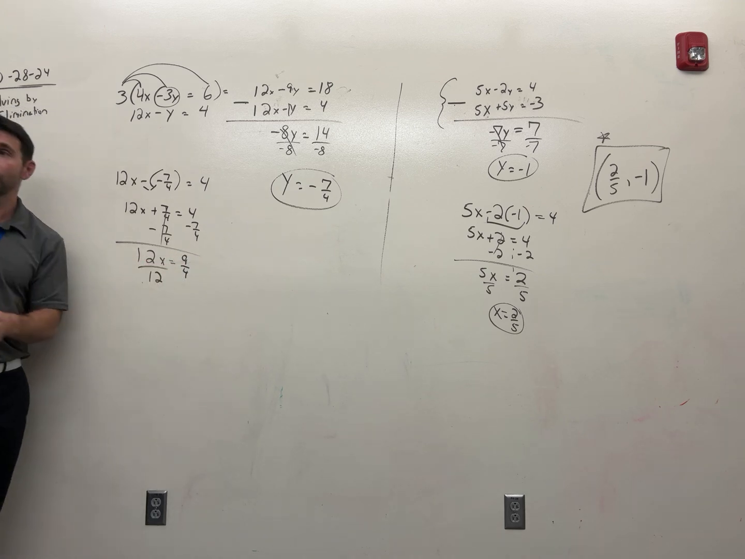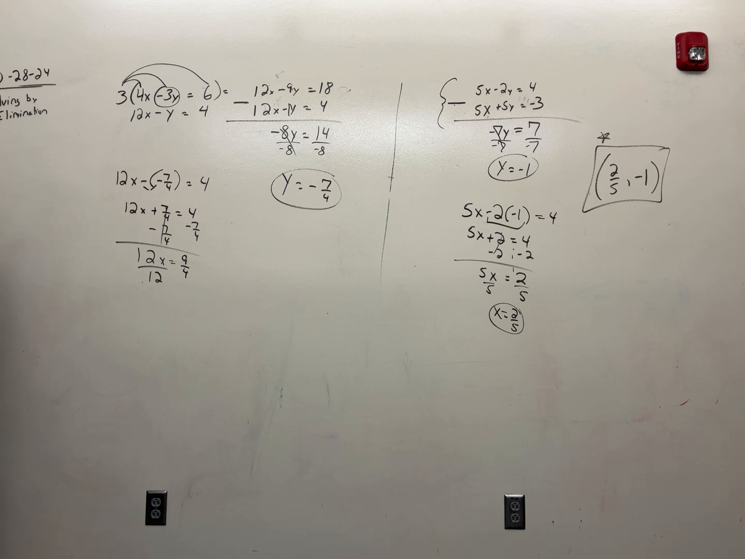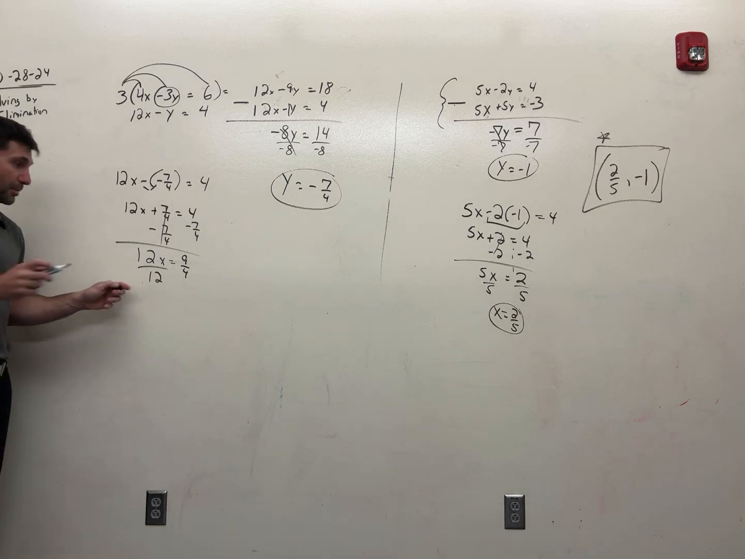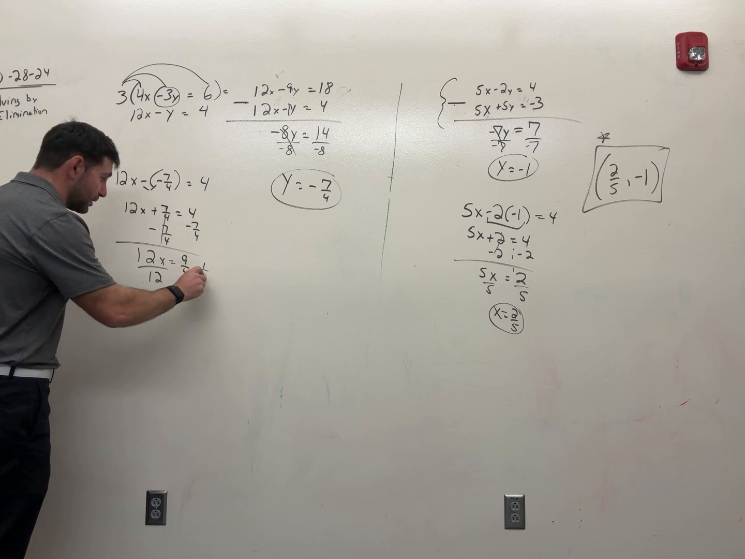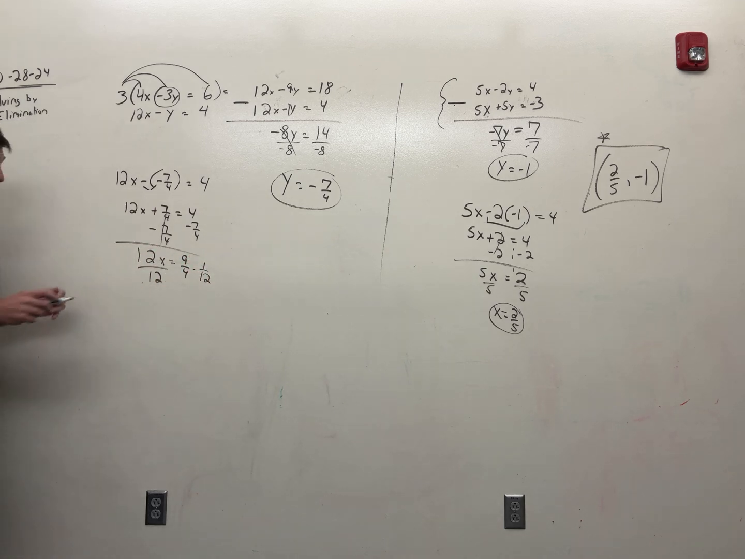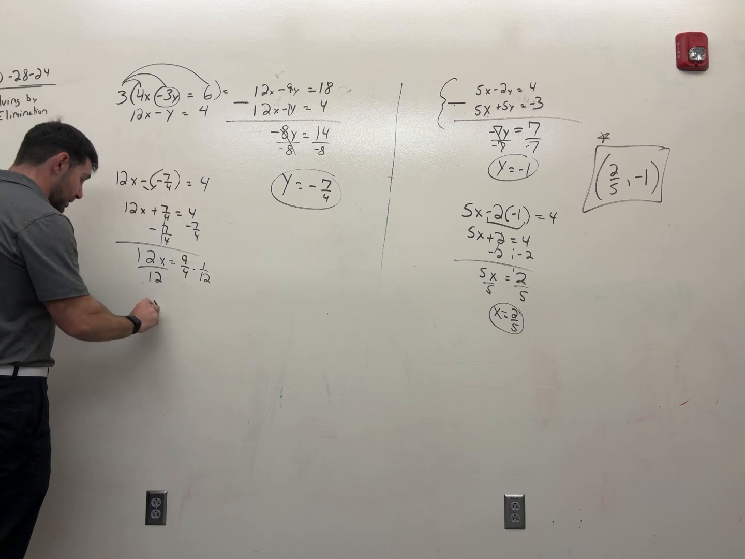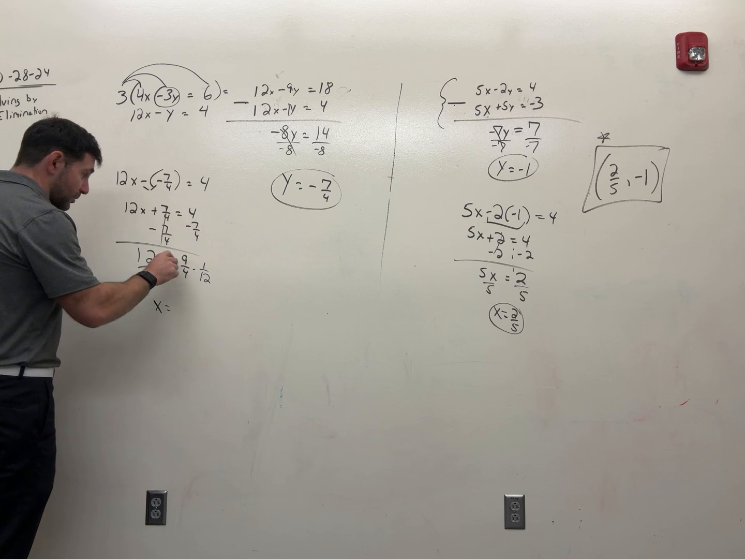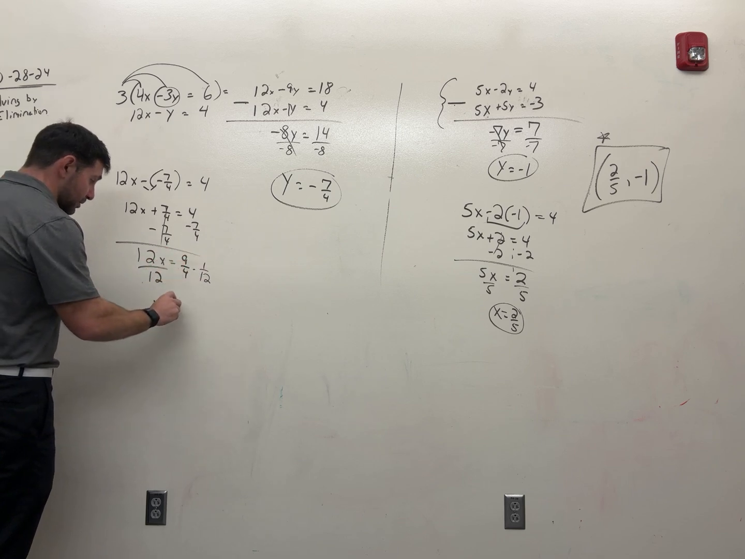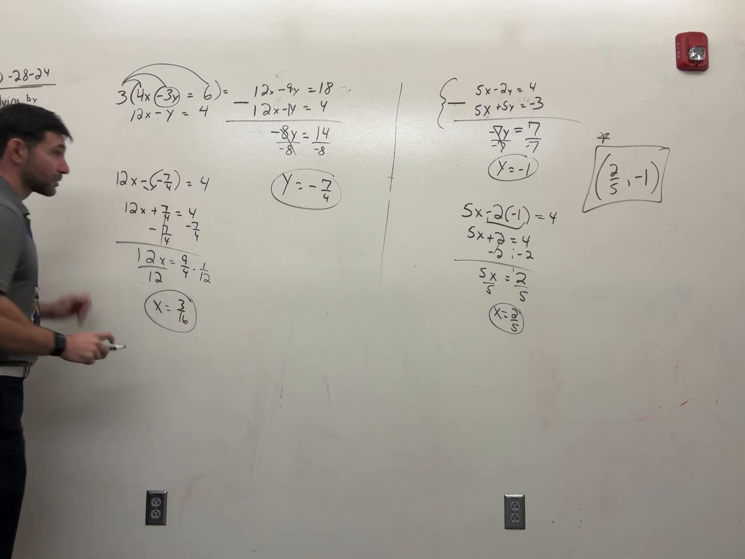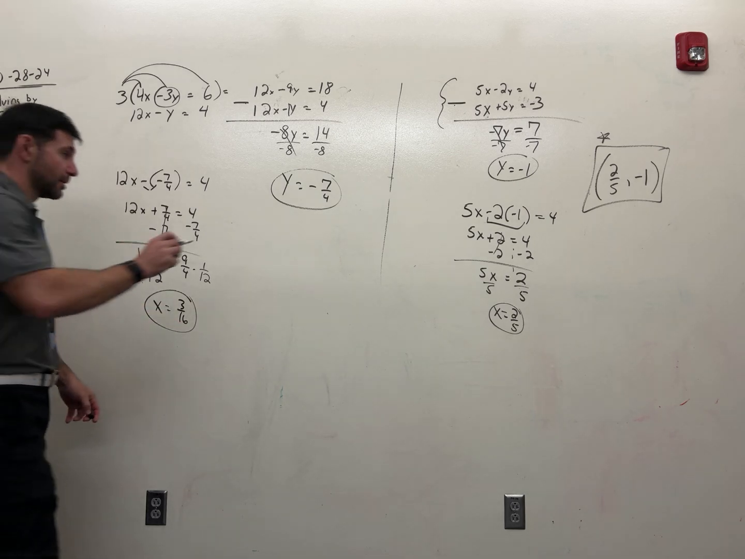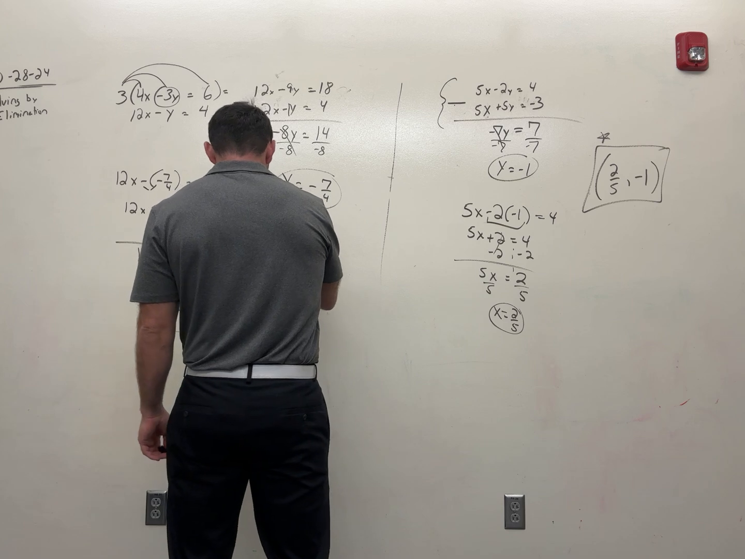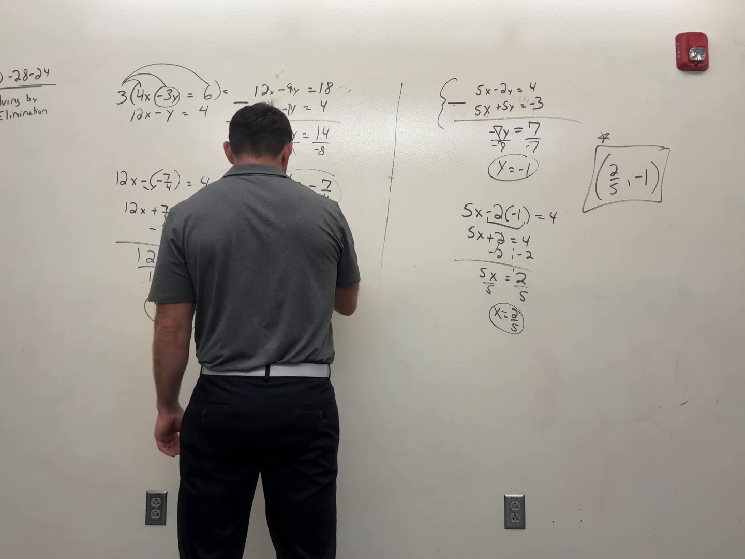Divide by 12. Can I divide 9/4 by 12? What do I have to do? Multiply by 1/12. The reciprocal, that's the same thing as dividing. So that actually gives me x equaling 9/48. That's going to be divided by 3, so that gives me 3/16. Somebody should check that. But then we have (3/16, negative 7/4).